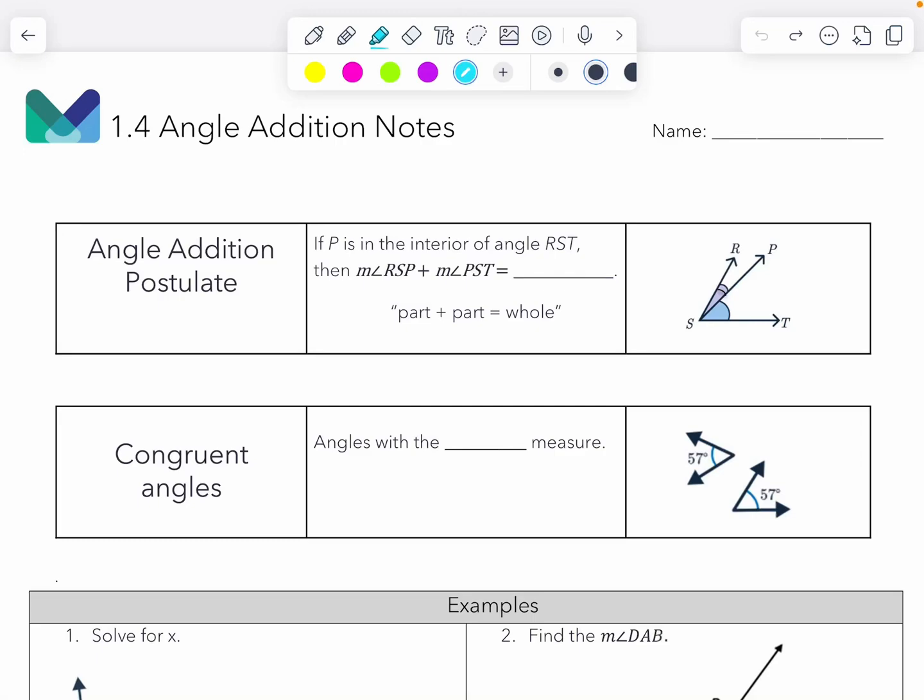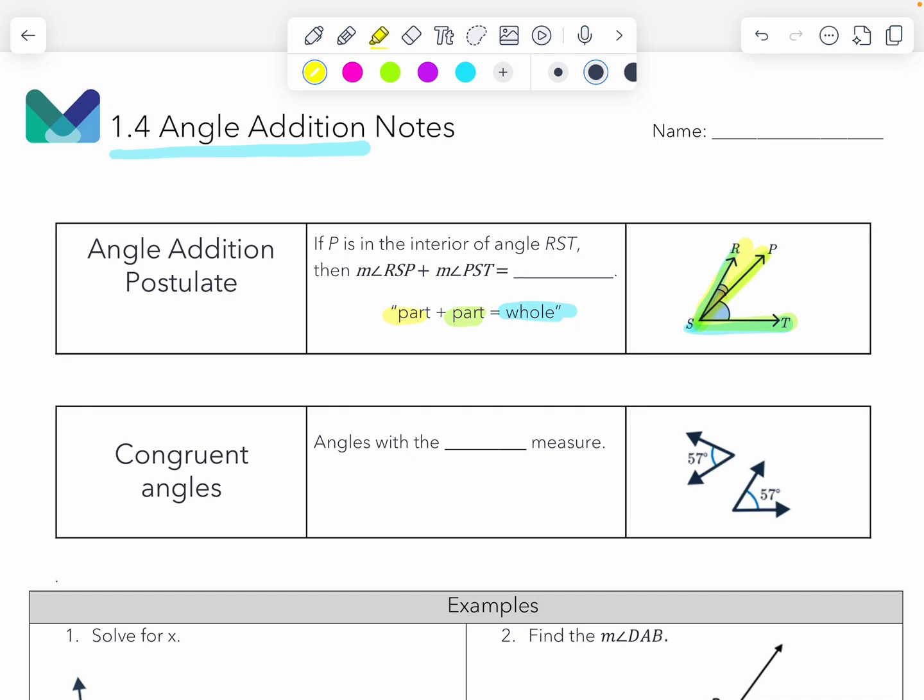Okay, today we're talking about angle addition, and the thing that we learned with segment addition, where we said part plus part equals whole, applies to angle addition as well. So if our whole, or our big angle, is this blue one, and one of our little angles is that green one, and our other little angle is that yellow one, the yellow plus the green would be equal to the blue.